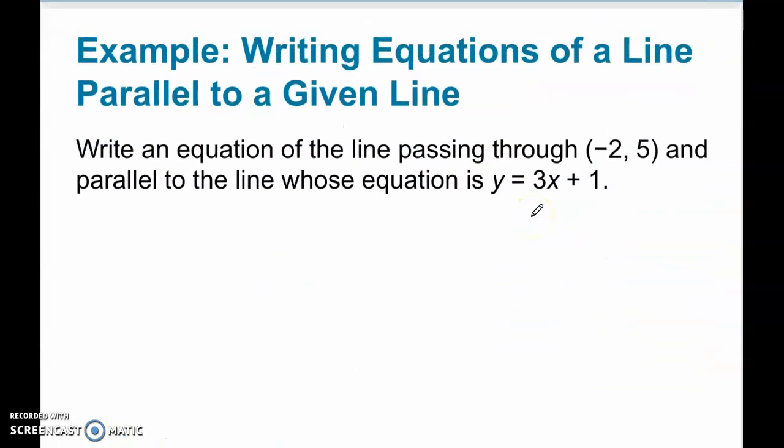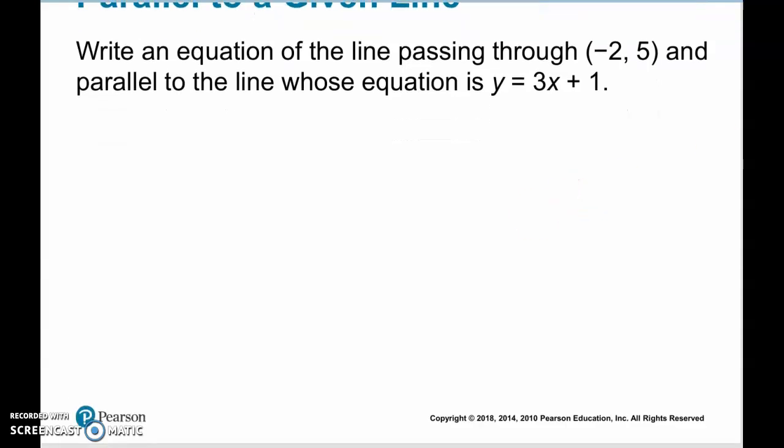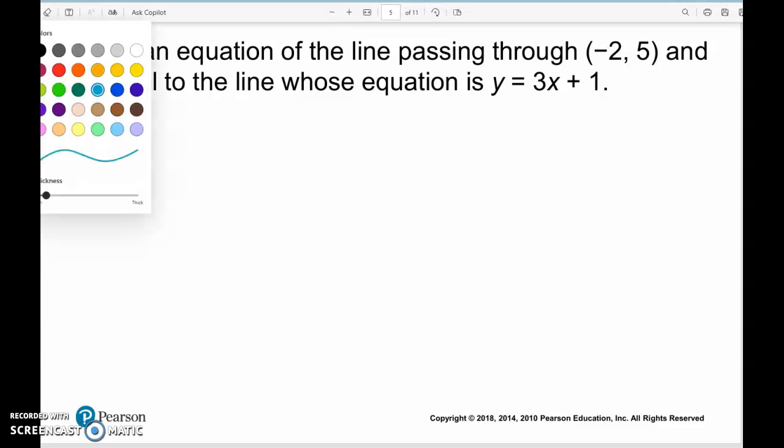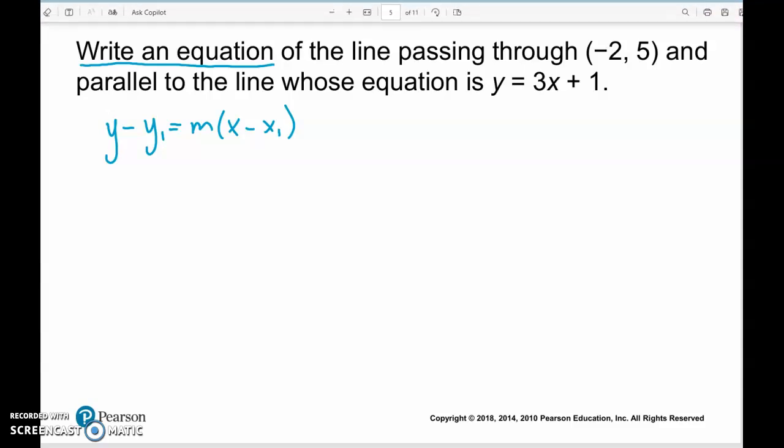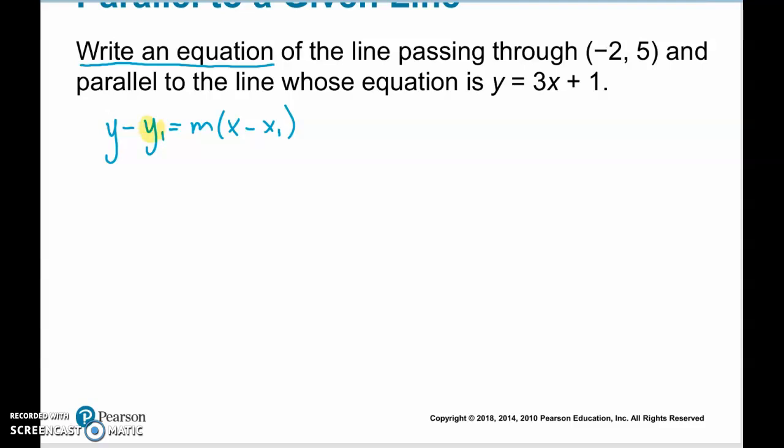Let's see how we're going to use this information. So we have a question here that says, write an equation. When I see write an equation, I should automatically think I can choose either the point slope form or the slope intercept form. I can do it either way. It doesn't matter. So I should write that down. And if you use the point slope form, you should fill in these three items.